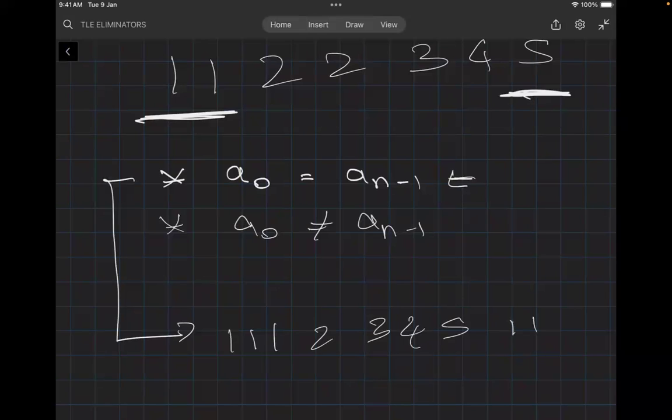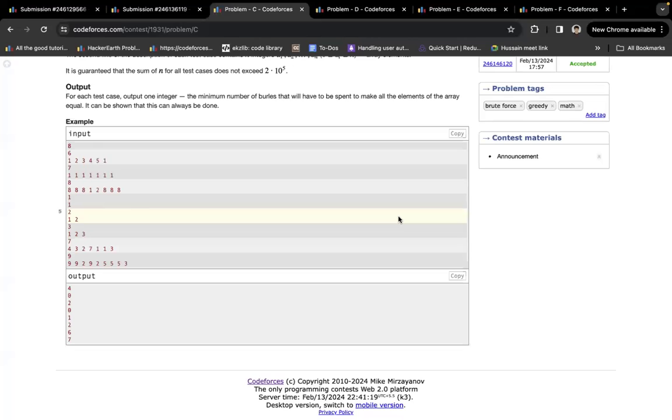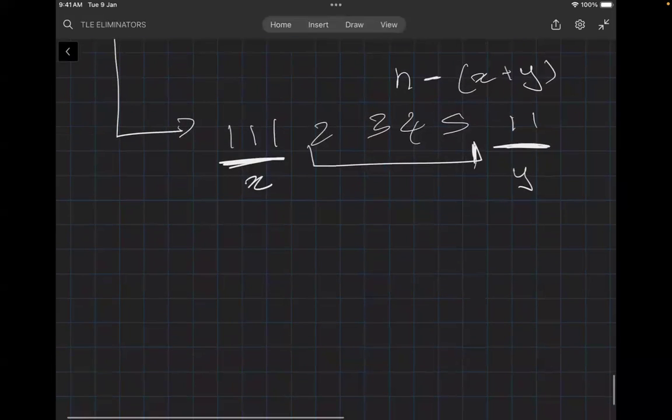Then what do we do in this case? In this case, we know this prefix, we know this suffix length. Then how many elements do we need to change? Let's say this is x, this is y. We just need to change n minus (x plus y) elements. These many elements. Do you guys agree? Put a yes in the chat if you guys agree. If you have any doubt, please do let me know.